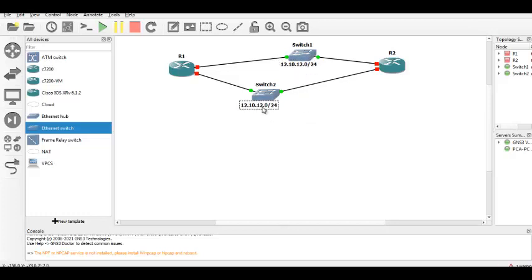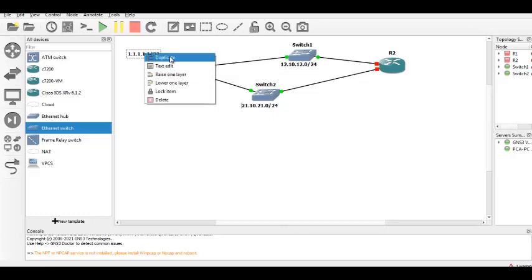On the other LAN, it is going to be 21. And we are going to have a loopback interface on R1 and a loopback interface on R2.